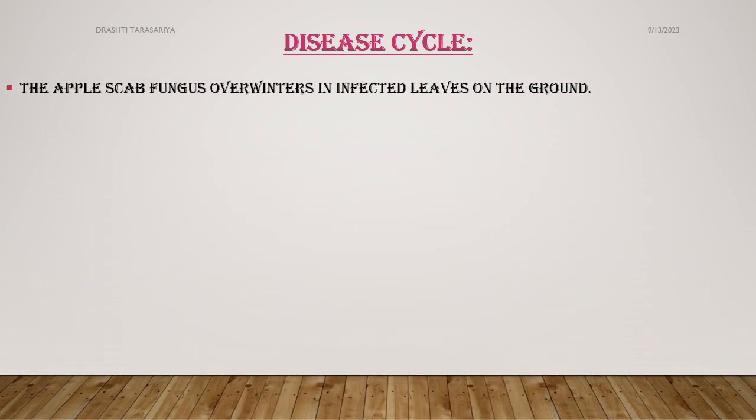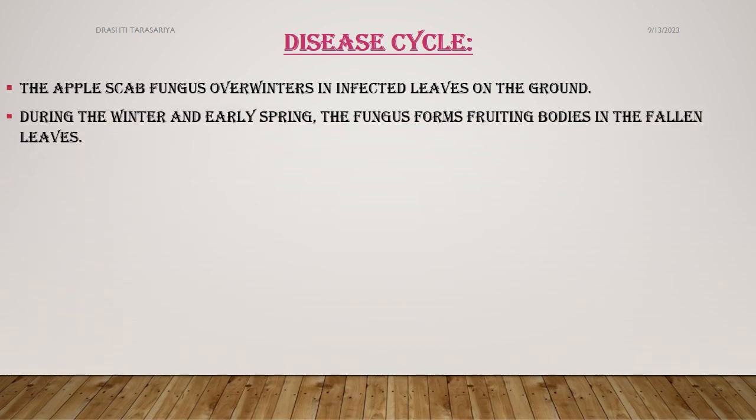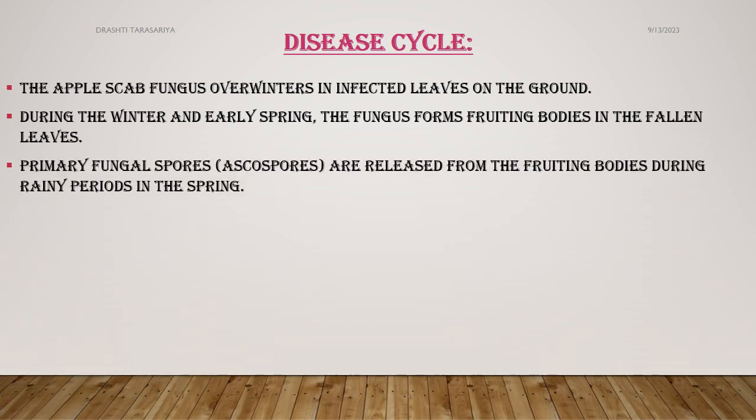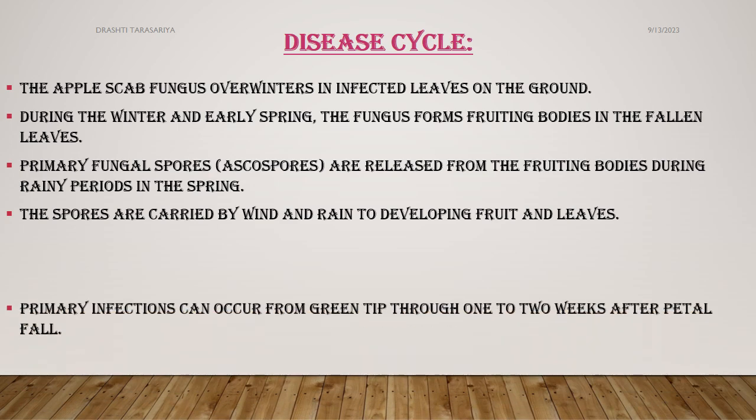Disease cycle. The apple scab fungus overwinters in infected leaves on the ground. During the winter and early spring, the fungus forms fruiting bodies in the fallen leaves. Primary fungal spores are released from the fruiting bodies during rainy periods in the spring. The spores are carried by wind and rain to developing fruit and leaves.